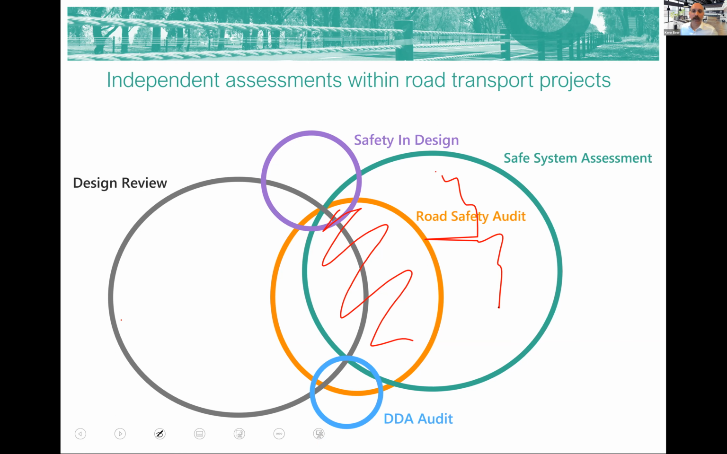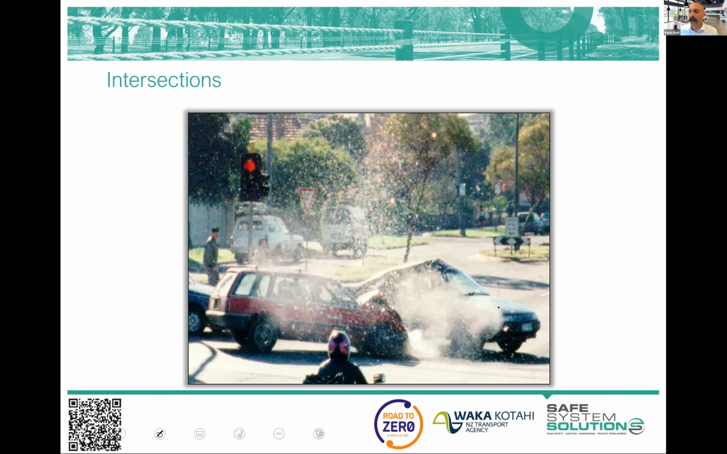DDA is a term, Disability Discrimination Act, which some jurisdictions use. I can't remember exactly what it's termed in New Zealand, but it's that look at whether all road users of all abilities can use the new facilities, be that people in wheelchairs or vision impaired or the like. So there are lots of different independent road safety assessments and looks at projects, and safe system assessments are one of them. Hopefully that answers a few questions that were lingering around, and now we can jump into talking about the intersections.